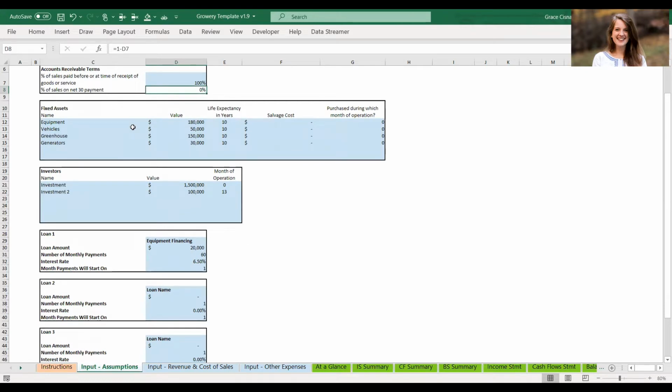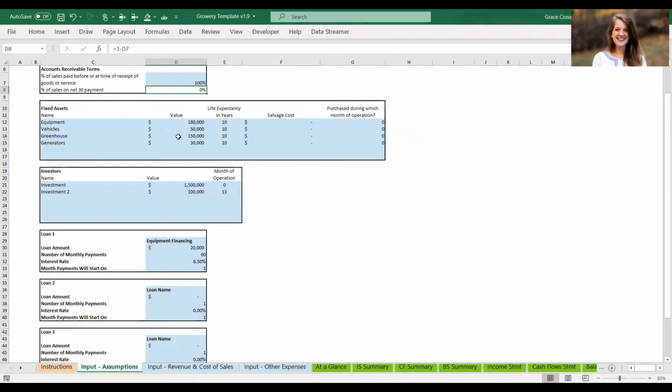Next, you can enter your fixed assets. Some examples here: we have equipment, vehicles, greenhouses, generators, any farming equipment, etc. You can add that all here. You have up to 6 lines. So if you have more than 6 fixed assets, then you can create some broad categories to keep your balance sheet from getting too messy. You can lump everything into sort of equipment or vehicles, etc.